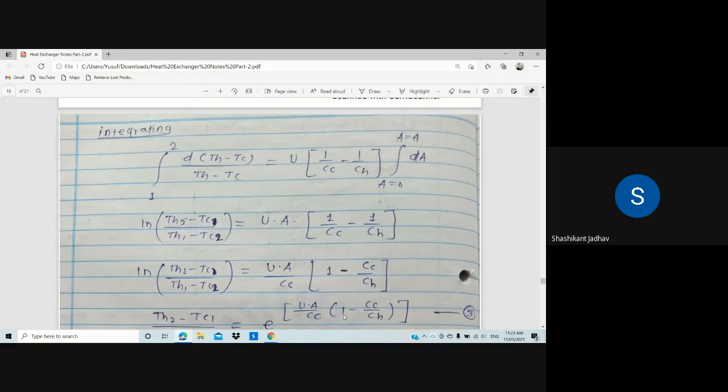Okay, so after that we have to take the integration from 1 to 2, and for the area we have to take the integration from 0 to capital A. So by taking the integration of the left hand side, as yesterday I have told, integration of dx upon x is nothing but ln of x, and the value changes from 1 to 2. So because of that we get the value as ln of Th2 minus Tc1. Okay, so all of you write down that value.